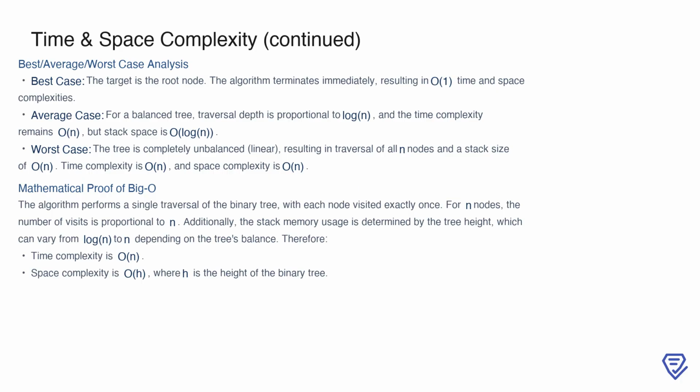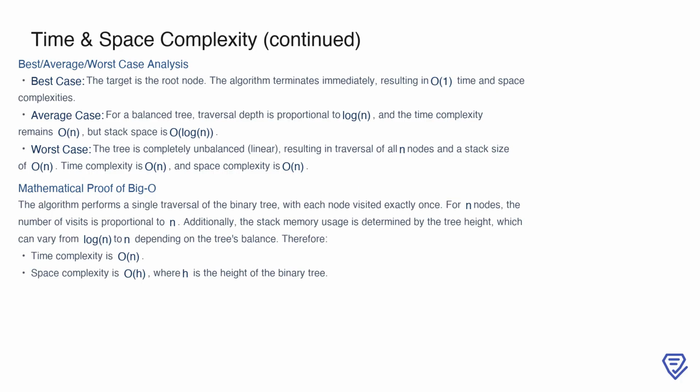While the time complexity remains n, due to visiting all nodes, the stack space used is log n. In the worst case, with a completely unbalanced tree that resembles a linear structure, all n nodes must be traversed, and the stack size grows to n. Therefore, both time and space complexities in the worst case are n.